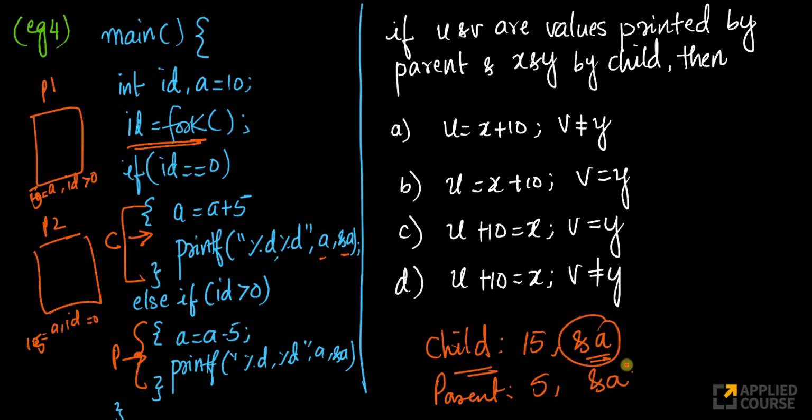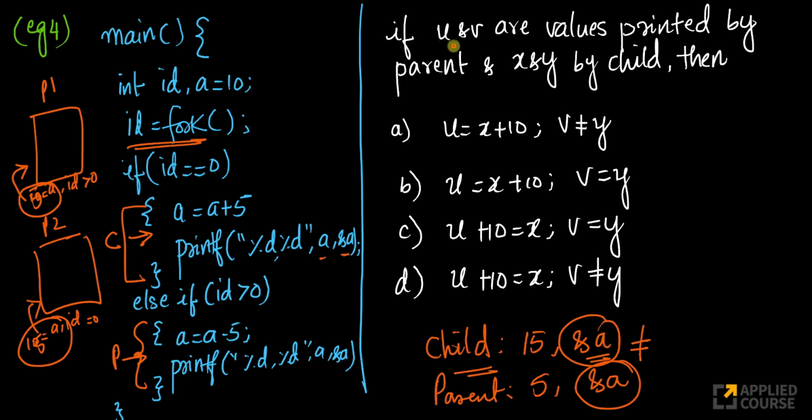Remember that these two addresses are different because this address corresponds to A, which is part of process 1. This A is different from this A. This is a completely different address location. So these two addresses, these two values, are not the same. The variable names are the same, but they're two different addresses altogether.